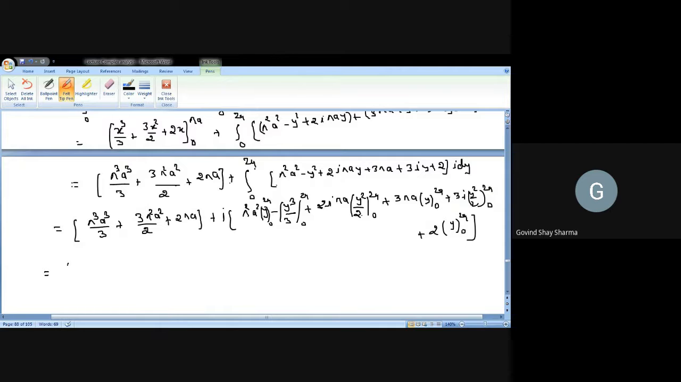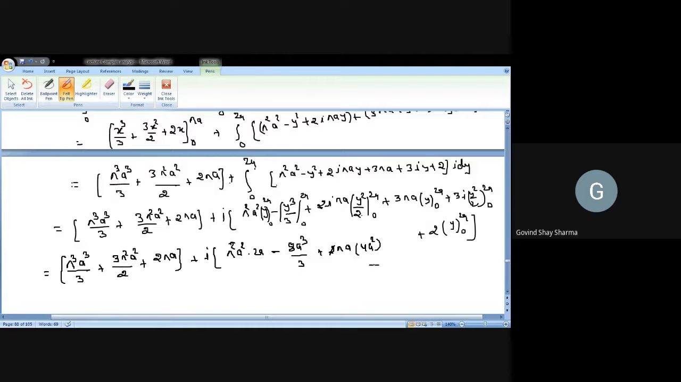Now π³a³/3 + 3π²a²/2 + 2πa, plus i: π²a²·2a minus, when we put y equal to 0 it converts to 0, minus 8a³/3, plus 2πa to cancel, it becomes 4a², plus 3πa·2a, plus 3i/2·4a², plus 4.